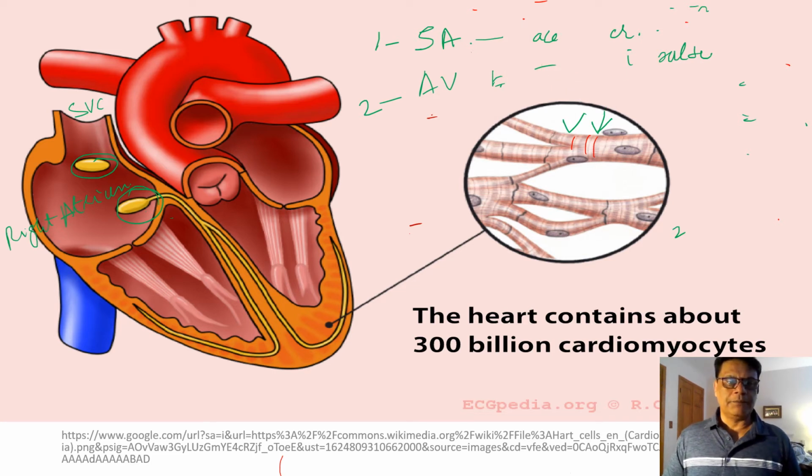And other non-contractile cells are the bundle of His. This is the bundle of His. And the bundle of His is divided into the left bundle branch and right bundle branch.